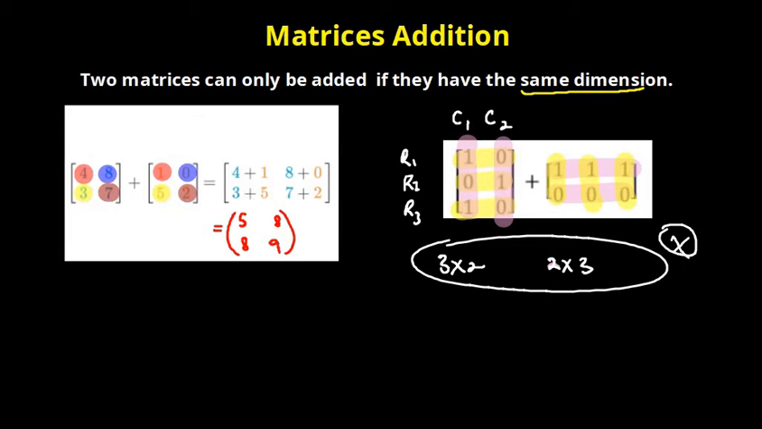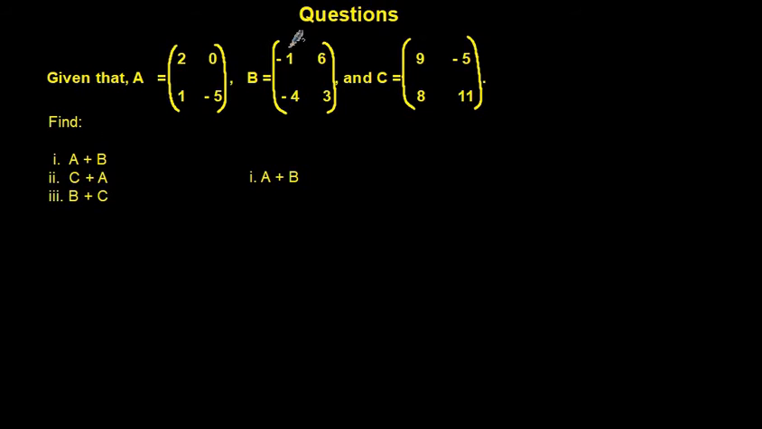Let us move on to some examples now. Question: given that A equals 2, 0, 1, minus 5, B equals negative 1, 6, negative 4, 3, and C equals 9, minus 5, 8, and 11. We're going to find these: A plus B, C plus A, B plus C. Let us start out with A plus B.